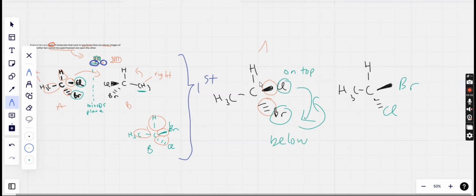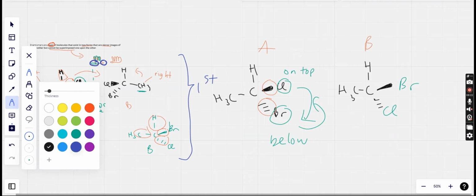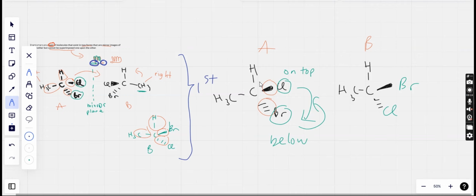So now you guys can see very clearly that A and B are two different molecules that are non-superimposed on each other, because the position of chlorine is swapped and position of bromine is swapped. So I prefer this second method. Unless the question asks for a specific mirror plane, if they just ask to draw the enantiomers, feel free to use this second method, and I really believe that this is much easier to see.